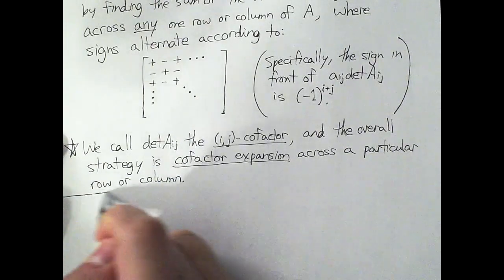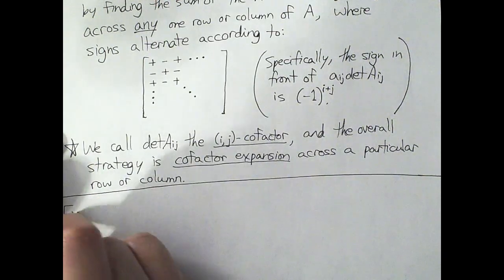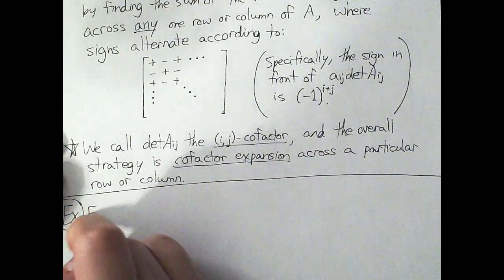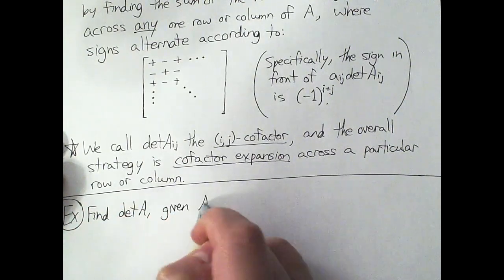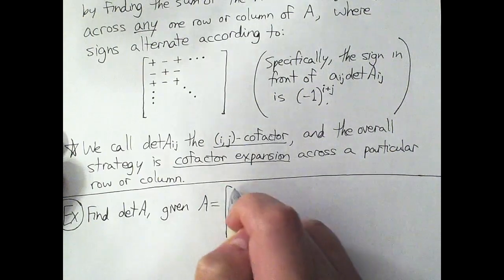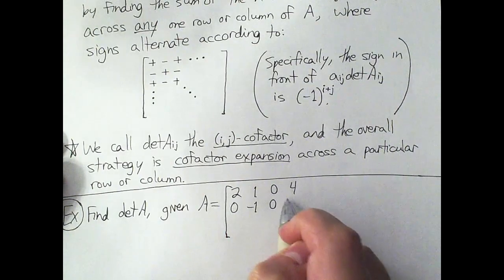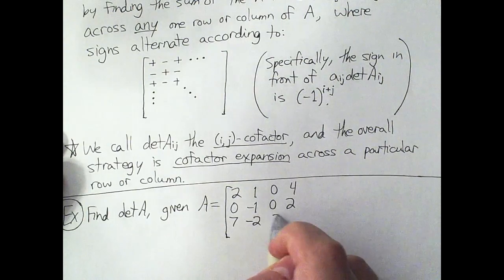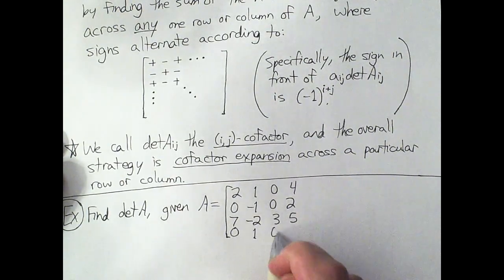I think this is the best example I could show you. Let's redo that 4x4 matrix, but we're going to redo it in a more efficient way. So find the determinant of A given that same 4x4 case, 2, 1, 0, 4. A few minutes ago, we did this by the definition of the determinant, and there's nothing wrong with that. But we're going to see if we can save ourselves a little bit of time.